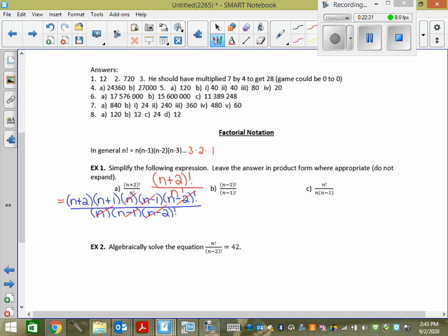But instead of going that far, would I have had to have gone that far? No, I could have stopped when the top matched the bottom, couldn't I? So I could have just gone n plus 2, n plus 1, n, and I have an n factorial down here, right? I could stop there, and then they would have canceled off right away once they matched, right? I could have done that.